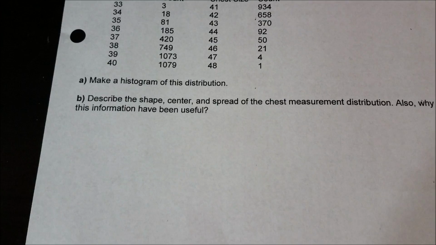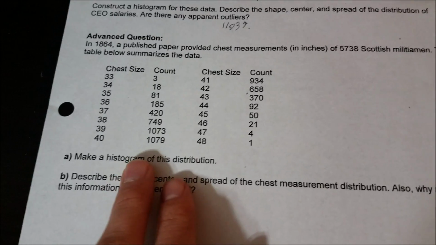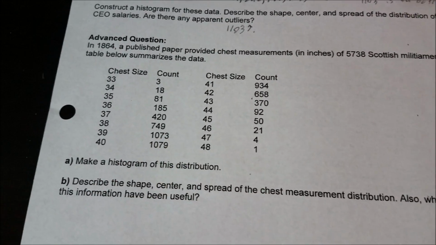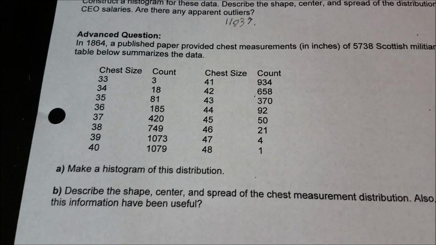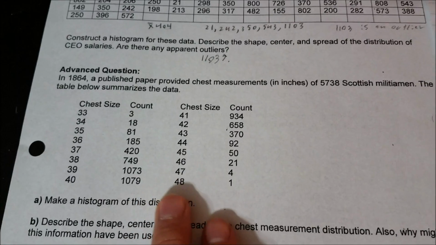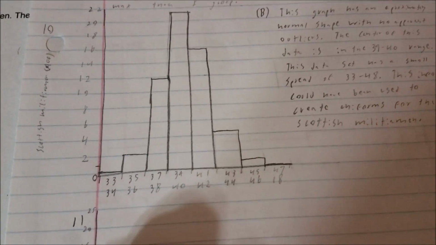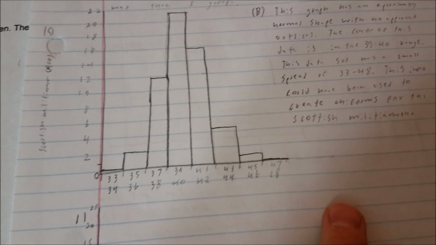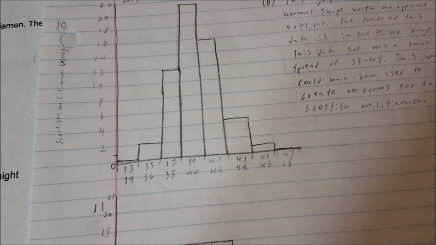And the final part of this question is why might this information have been useful? This is just speculation, but I'm guessing they use this to make the uniforms, or something that they have to wear for the Scottish militiamen, and they need to know the sizes. As you can see, there's a very small spread of sizes, so they probably could have just made one uniform that fits everyone.